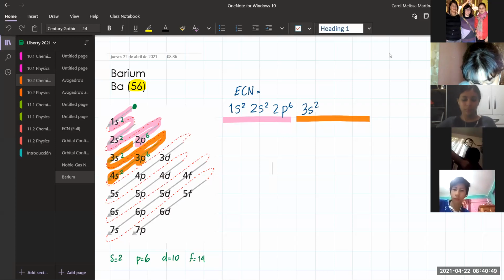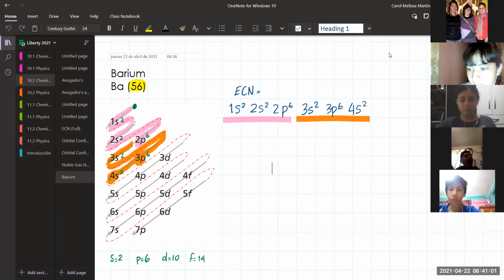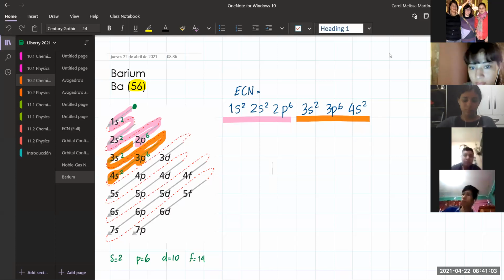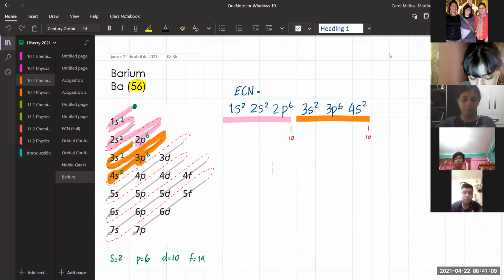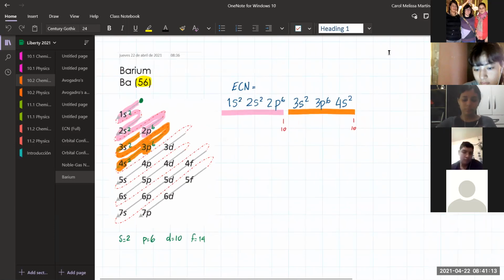3s2, 3p6, and then 4s2. So right now, here I have 10, and here I have 10 more electrons. So I'm going to continue. I need 36 more electrons, so I will continue.